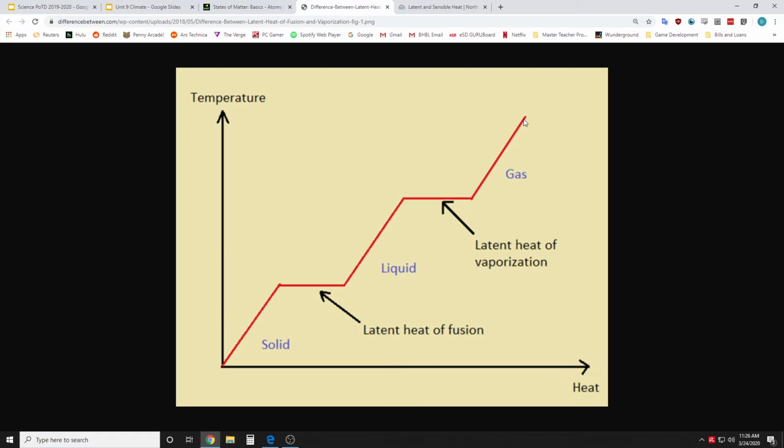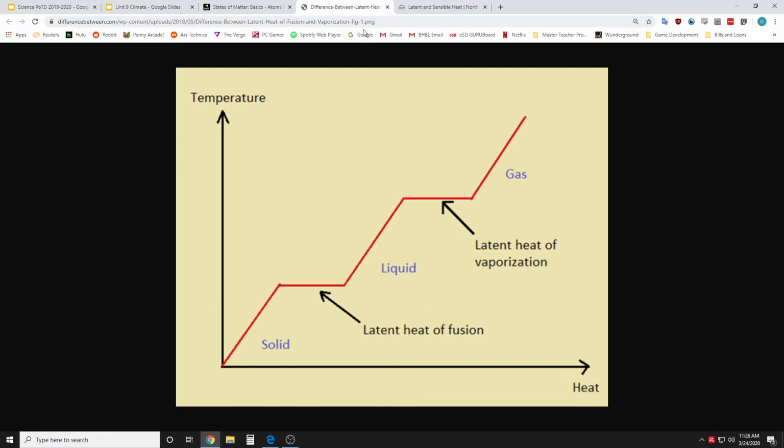So we call this latent heat, depending on like what you're talking about. If you're going from like liquid to gas, you can go further and say latent heat of vaporization. If you're going from like solid to liquid, you can say latent heat of fusion. It just depends. A lot of times we just use the word latent heat to describe it in both ways.